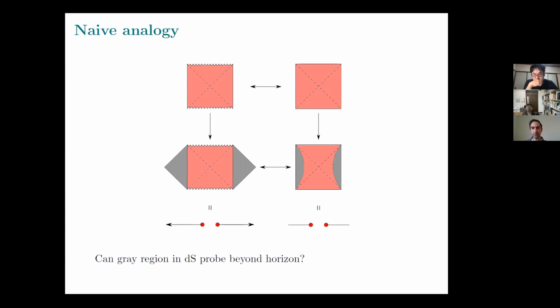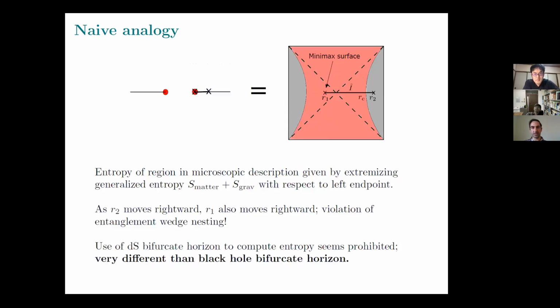Okay. So let's do a simple computation now in this picture. In this naive analogy, I said this is the microscopic description. The entropy I want to compute in the microscopic description is of this region here. These X's denote the endpoints of the region. This X that sits right on this red dot means that I'm also including the entropy of this system here, whatever it may be, okay?